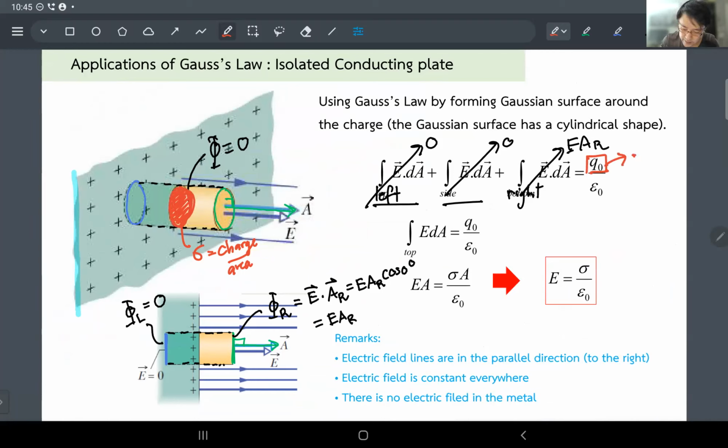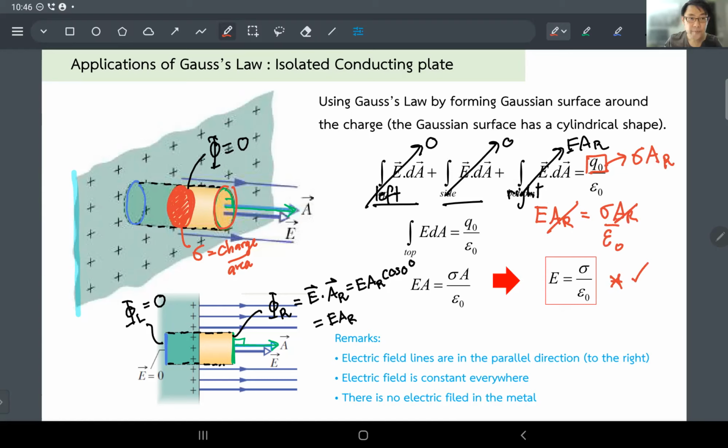So this is going to be sigma times the cross-sectional area. However, it's the same cross-sectional area here. Same thing. So it's sigma times A, guys. So let me write this equation one more time. It looks like E A on the right equals sigma A on the right over epsilon naught. The A cancels, and hence this, that's it, done. Okay.